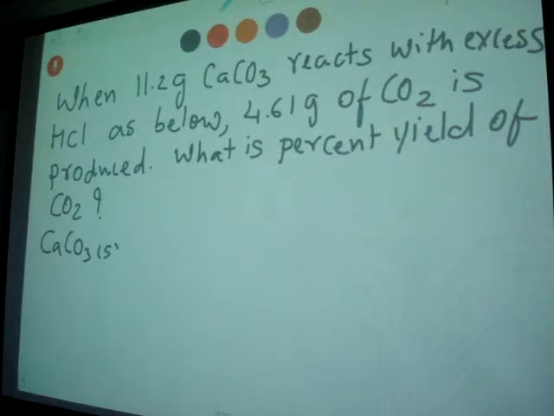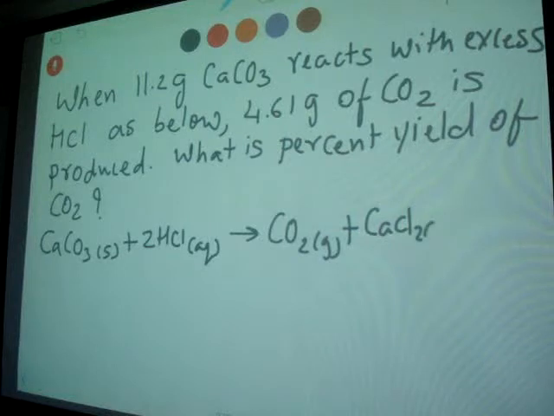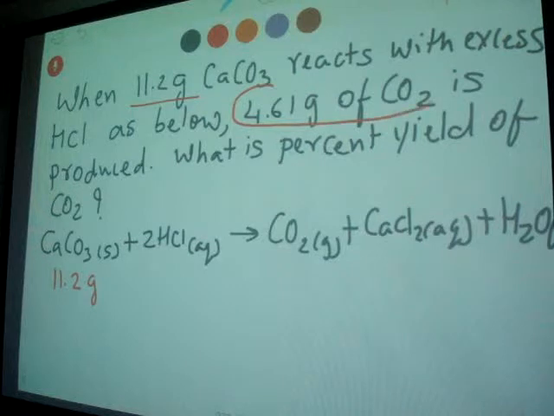Alright, and I'm going to write that equation. CaCO3 in solid form, 2 moles of HCl in aqueous form, yields CO2 gas plus CaCl2 aqueous and H2O liquid. Alright, now in here we have 11.2 grams of CaCO3 given, and these grams of CO2 is produced.